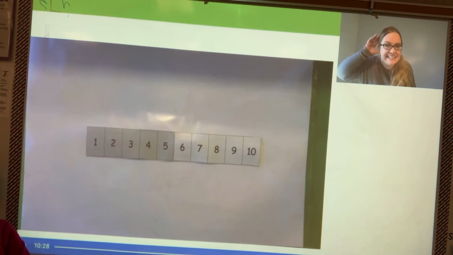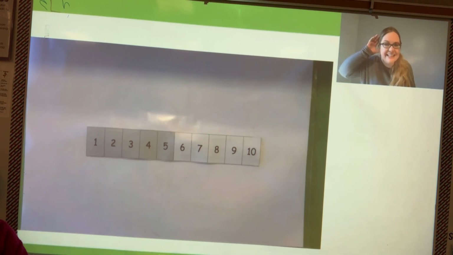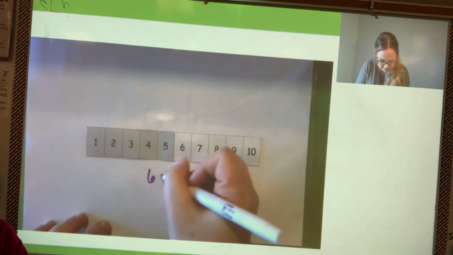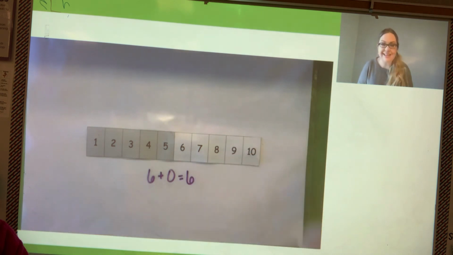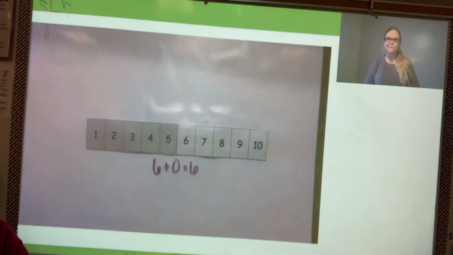Let's see if we're right. Great ideas. Yes, 6 pine cones and 0 pine cones still equals 6 pine cones. David still went home with 6 pine cones. What about a subtraction number sentence? Oh. What do you think our subtraction number sentence should say?